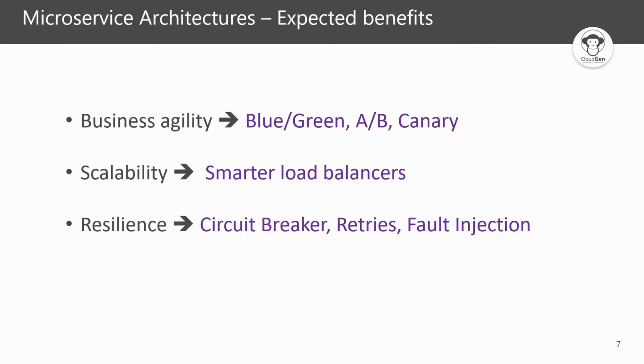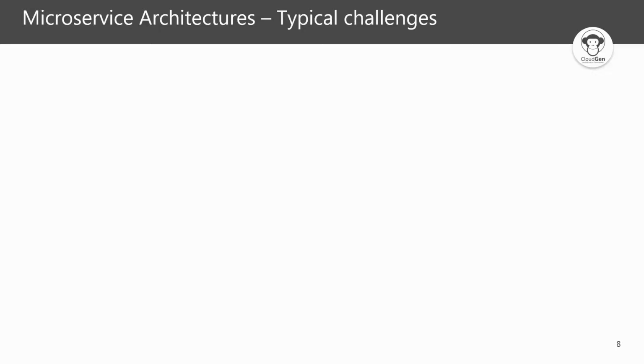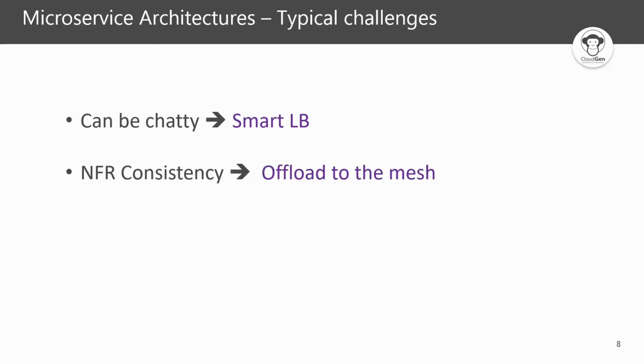Not only this, right? They also help tackle the typical challenges that you have with distributed applications in general, whether you call them microservices or not. So first, it can be chatty. Here smart load balancing can help in optimizing this, not really reducing it, but optimizing it. gRPC is an example, and I'll show that.